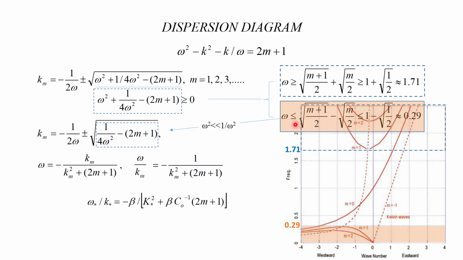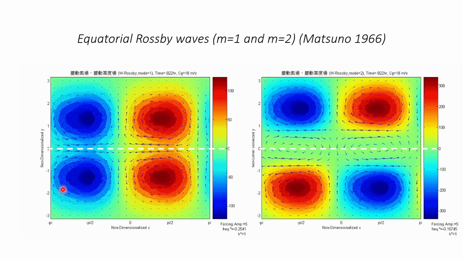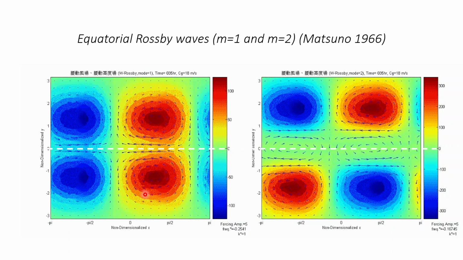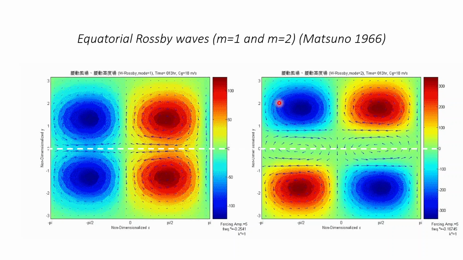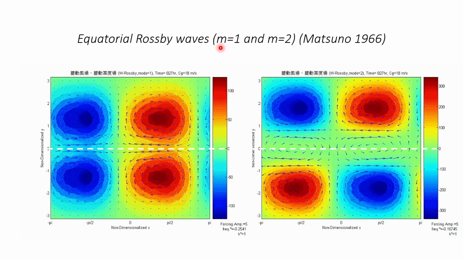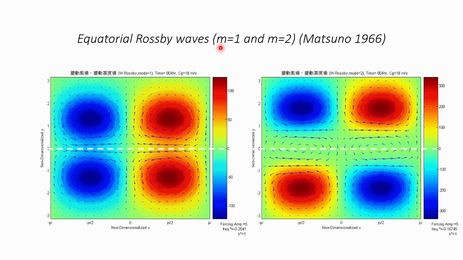For the lower frequency range, the frequency must be smaller than 0.29. For the low frequency, this dispersion relation gives this set of dispersion curves, and this is the Rossby wave. Looking at the solutions, for m equal to 1, the equatorial Rossby wave is shown in the left figure, and then m equal to 2. Here m corresponds to the specific Hermite polynomial.